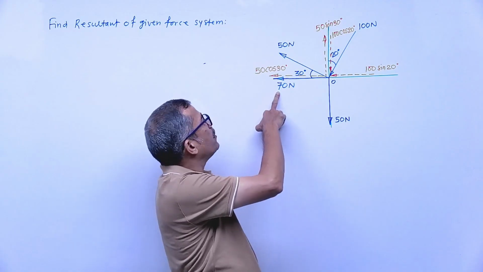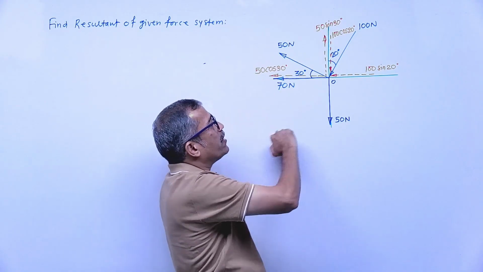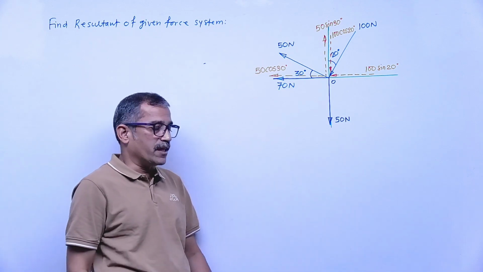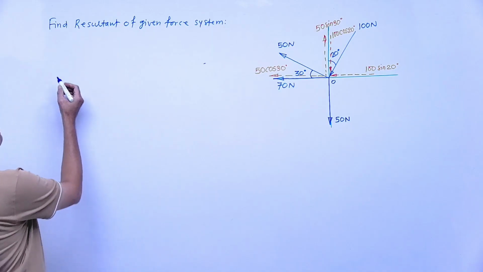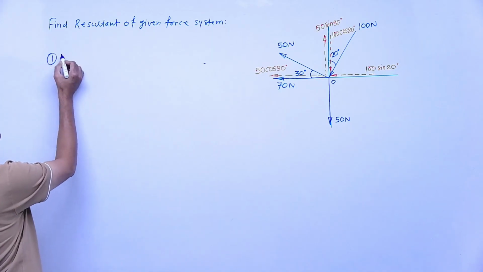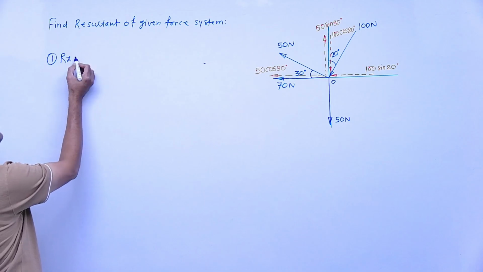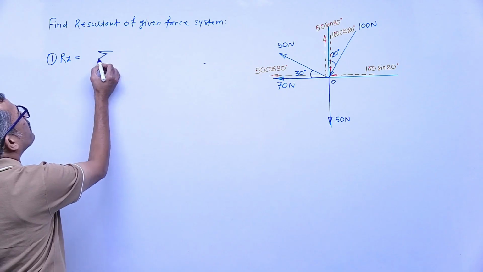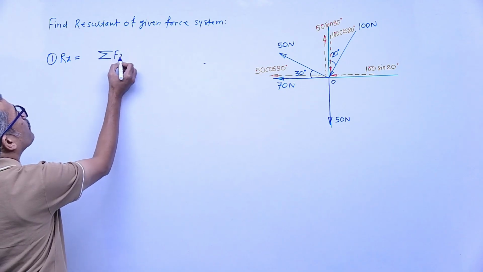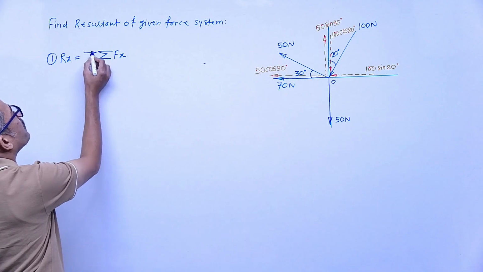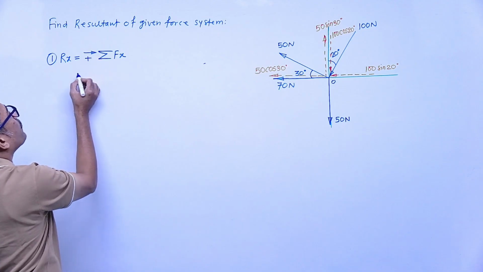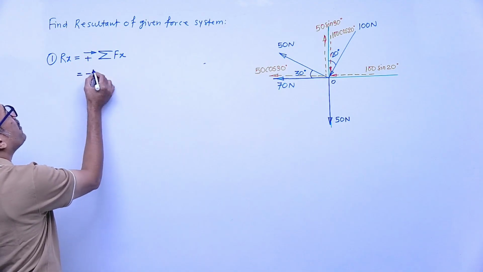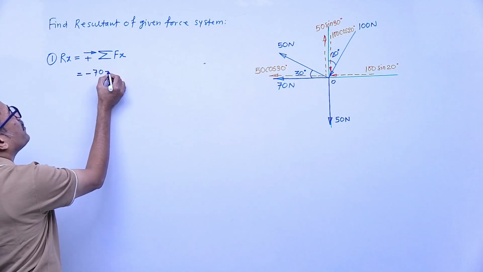70 Newton leftward, 50 cos 30 leftward, and 100 sin 20 leftward. All are leftward, which means all negative. So the first step is to find the component of the resultant along the x-axis, Rx. The formula is the summation of all forces along the x-axis, assuming rightward force is positive. First, 70 is leftward, so minus 70.